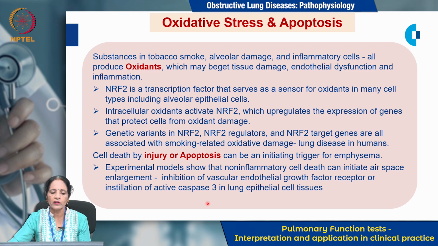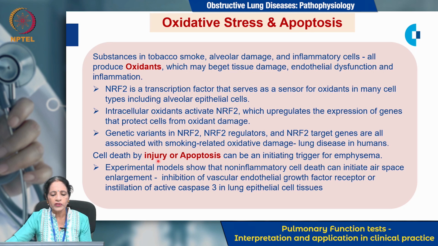Also, intracellular oxidants activate this NRF2 which upregulates the expression of genes that protect cells from oxidant damage. There are genetic variants in NRF2, NRF2 regulators and NRF2 target genes which are all associated with smoking related oxidative damage leading to lung disease in humans, especially obstructive lung diseases.